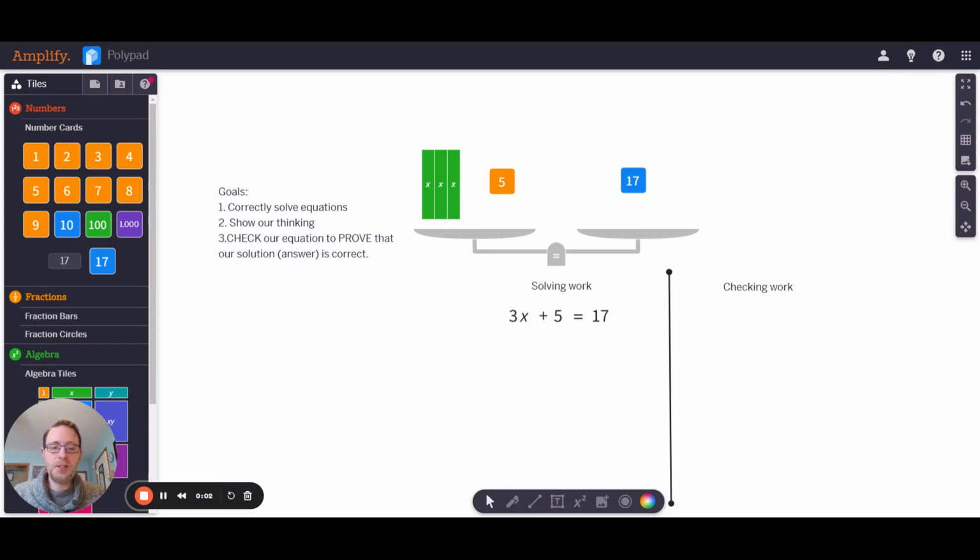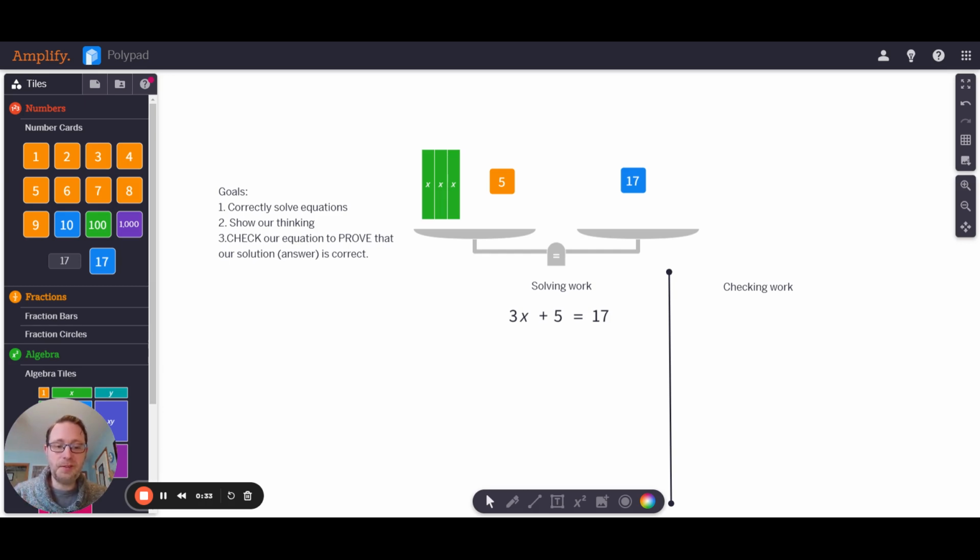All right, mathematicians, here is where we put it all together. We are still going to use the balance scale to visualize this, but not only am I going to take you through one more example of solving and what your work should look like, but also checking your work. So remember, checking our work is not doing it again. It literally means we're going to find out if our solution, our answer, makes our equation true.